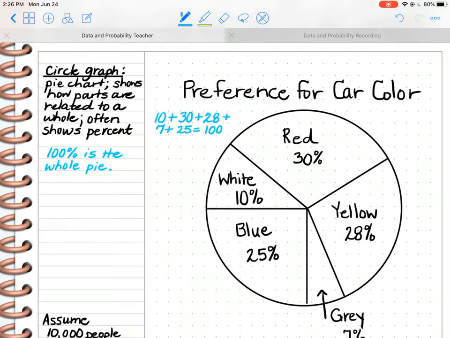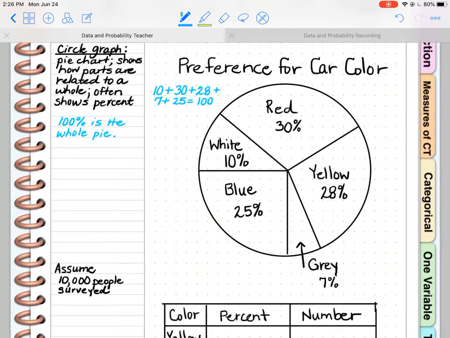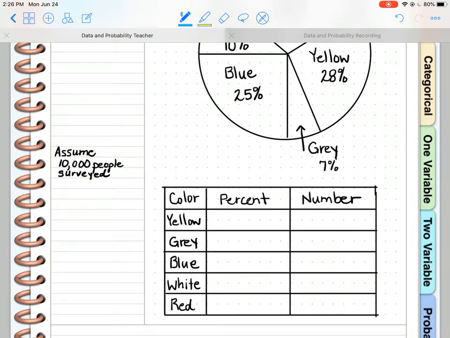Let's do some problems based on this graph. I have told you a key piece of information right here. Assume that I called 10,000 people on the phone and asked them what their favorite car color was. Then we have this chart that I want to fill in, and I'm going to show you how to do that. We're supposed to come up with the percent and then the number of people that we actually talked to that said, this is my favorite.